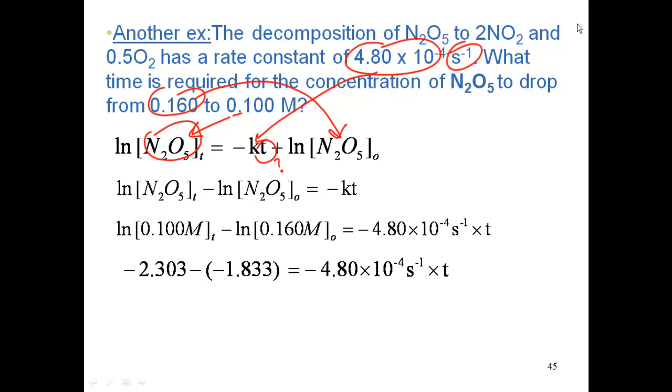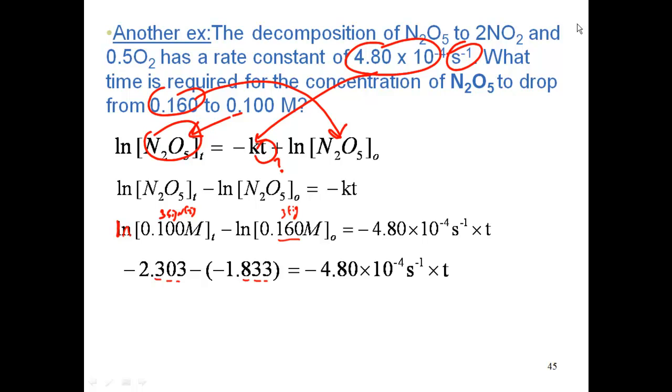The natural log of 0.100 is a negative 2.303. Now notice sig figs. I'm talking about 3 sig figs in my log expression. All right, so that means I need 3 digits past the decimal. And that's what I have. Okay, I'm going to subtract my natural log of my 0.16 once again. It is 3 sig figs again. Okay, so therefore, I need 3 past the decimal. That's how I'll decide my significant figures, which is a negative 1.833 in this case, equal to my k and t.